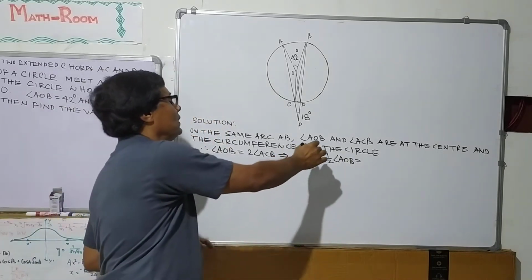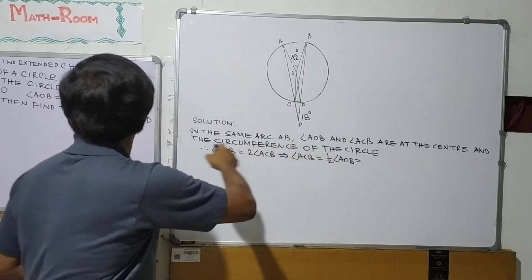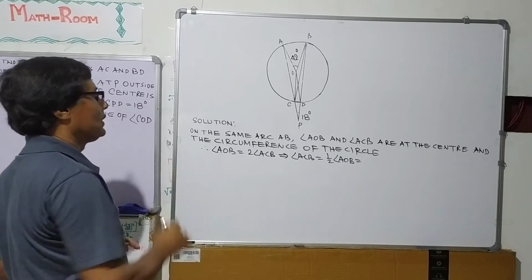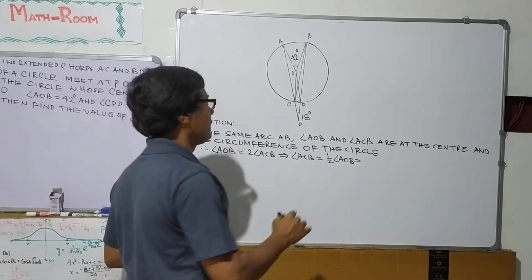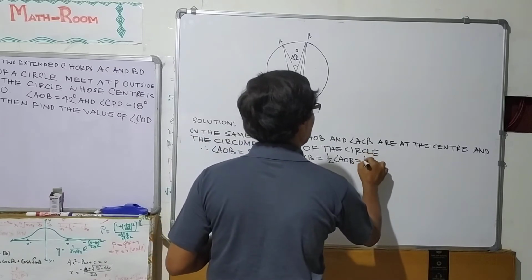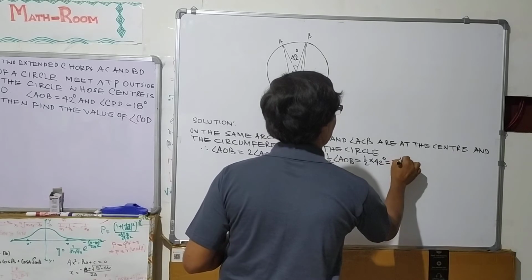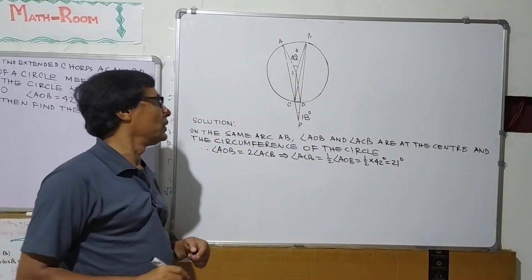We have already been given that angle AOB is 42 degrees. So, half of 42 degrees is 21 degrees. The value of ACB is 21 degrees.